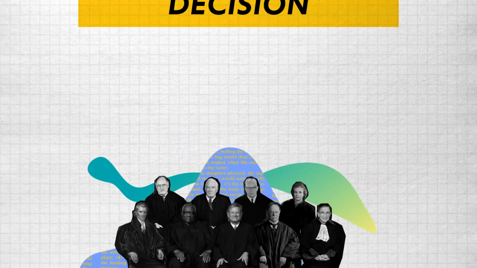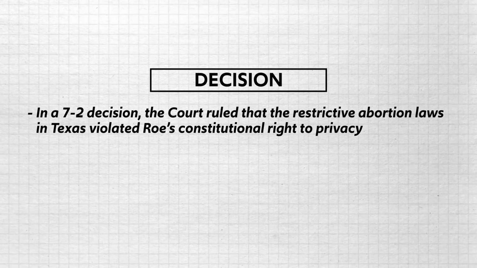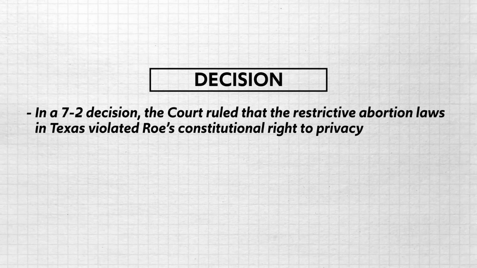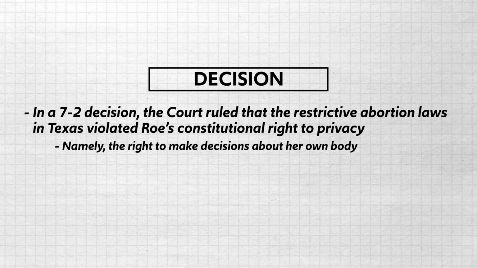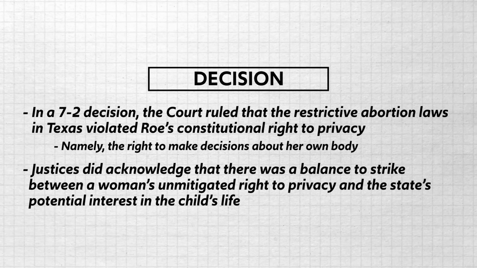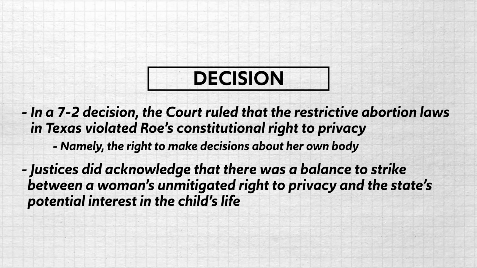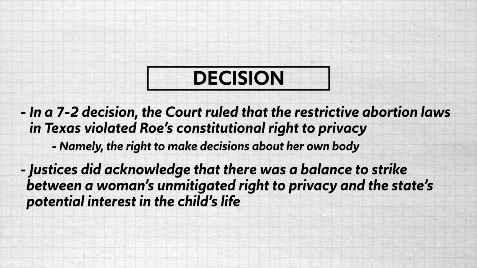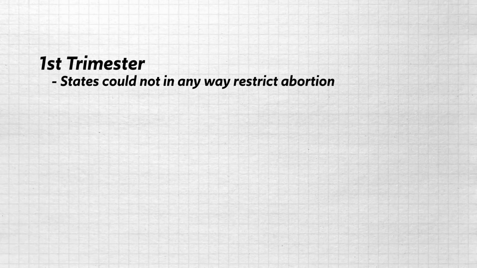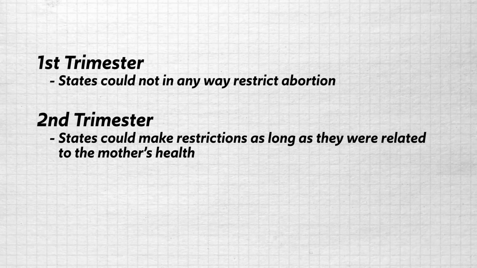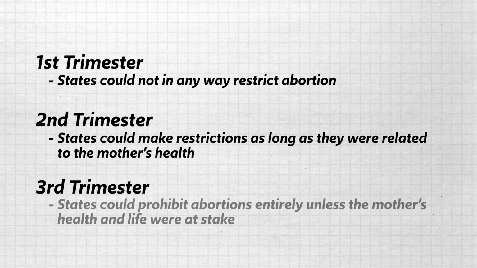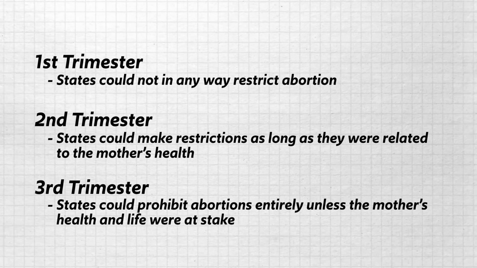Okay, so now let's see how the court decided this case. In a 7-2 decision, the court ruled that the restrictive abortion laws in Texas violated Roe's constitutional right to privacy, namely to make decisions about her own body in obtaining an abortion. However, the justices acknowledged that there was a balance to strike between a woman's unmitigated right to privacy and the state's potential interest in the child's life. Therefore, the decision offered different strictures based on the trimester of pregnancy. In the first trimester, states could not legally restrict abortion. In the second trimester, states could make reasonable restrictions as long as they were related to maternal health. And in the third trimester, states may prohibit abortions entirely except in cases where the mother's life was in danger.